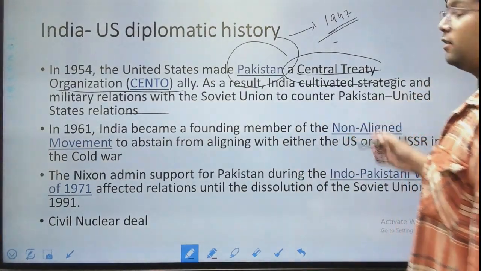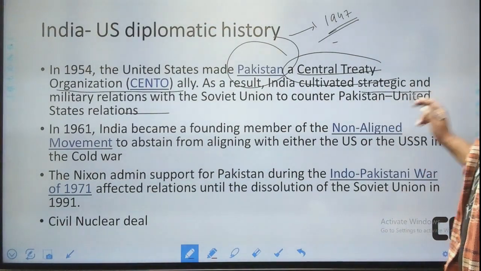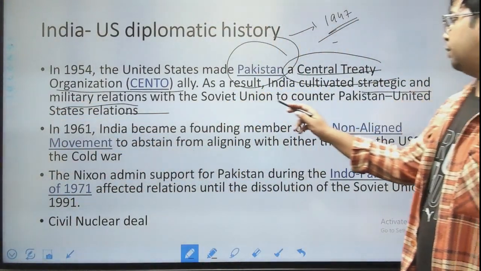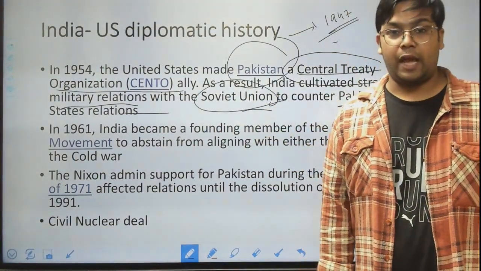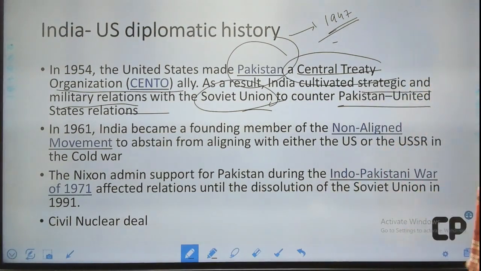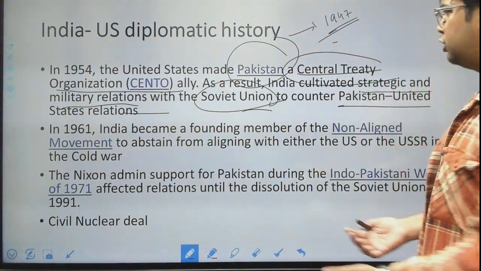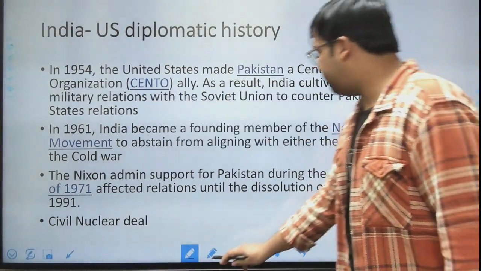Okay, and as a result, you know what happened. We cultivated more important strategic and military relations with the Soviet Union because we wanted to counter the Pakistan and United States tie-up. Okay, so not starting on really good grounds, if you see, है ना? हमारे relations बहुत अच्छे ground पे start नहीं हुए थे, but now this will improve a bit.